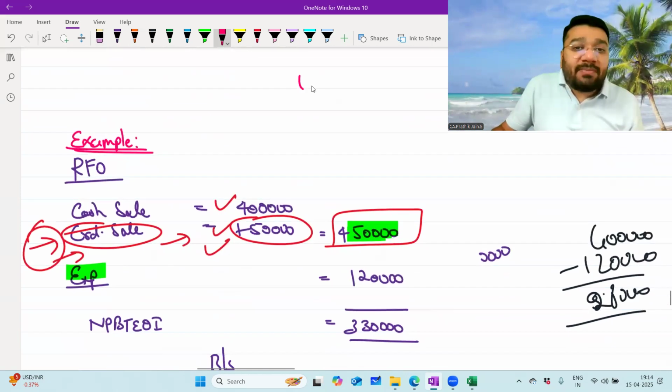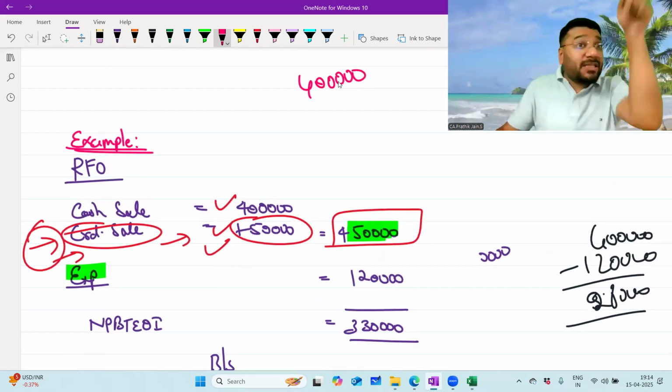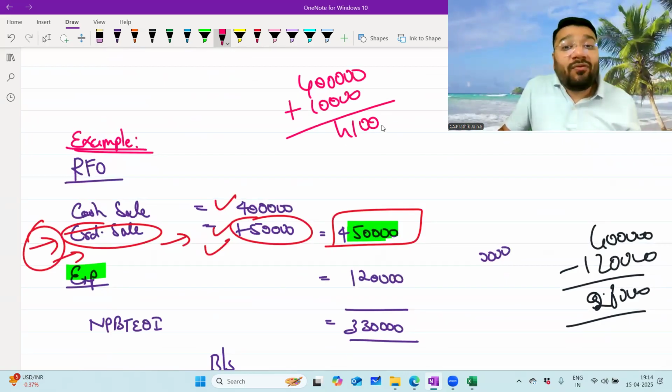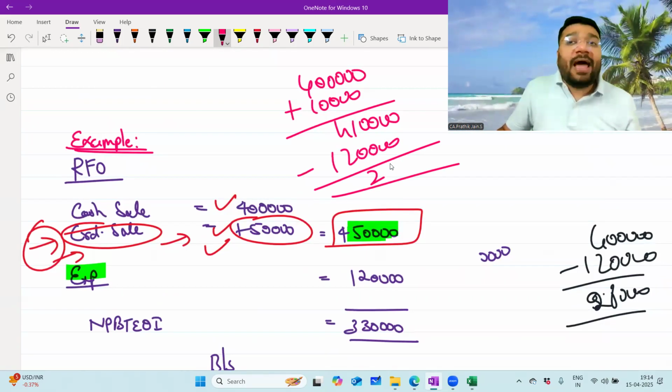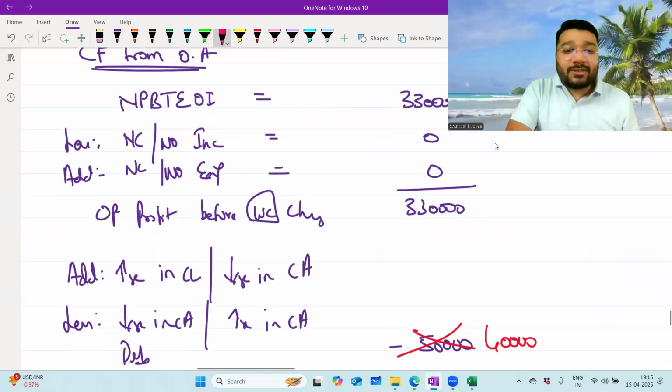Now can we cross check the answer? 4 lakh is cash sales. Money received or not received? Received. Credit sale 50,000. In that, how much money is received? 10,000. So how much total money received? 410. How much is cash expense? Minus 1,20,000. So what is the balance? 2,90,000 is the cash balance. Exactly matching or not matching.